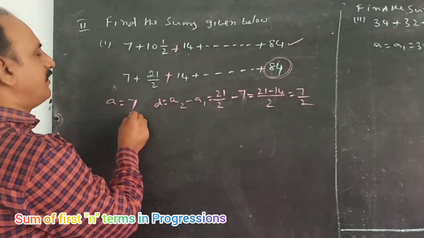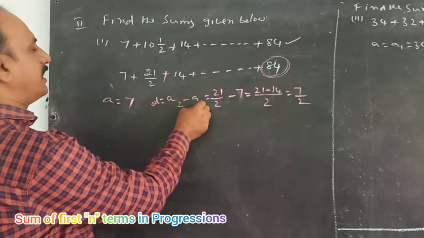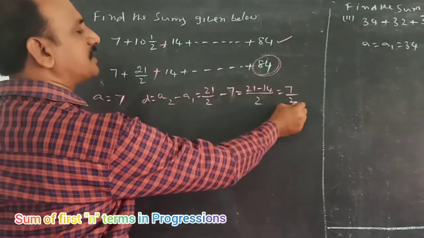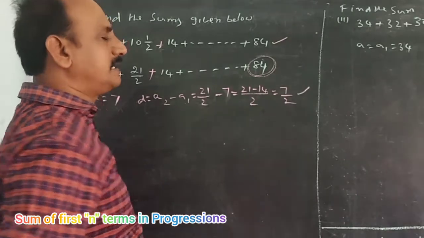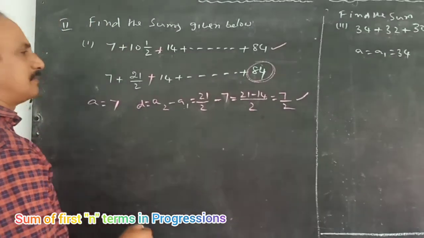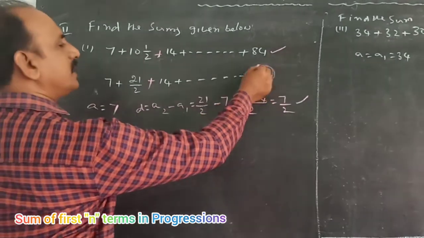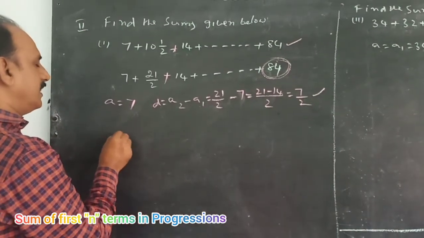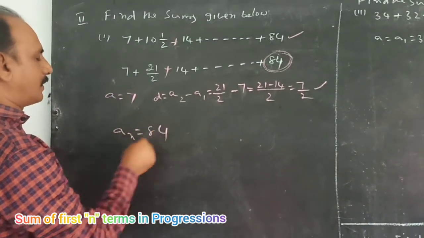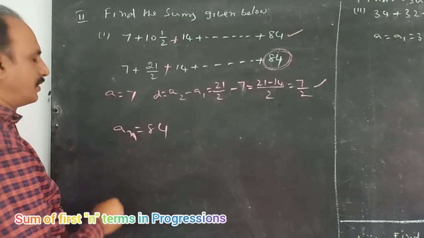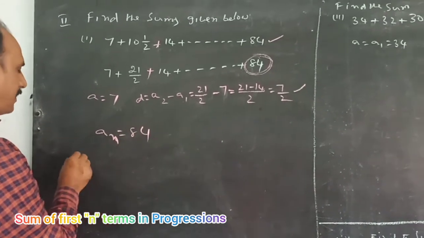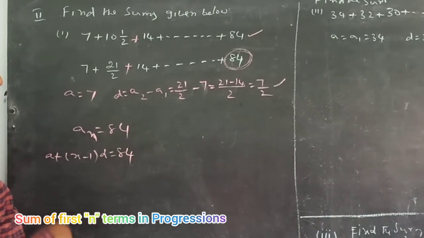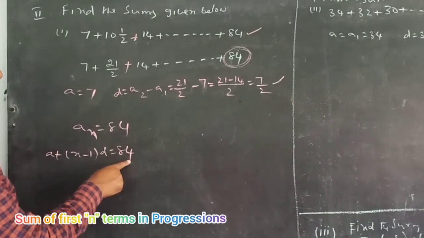So a equals 7, d equals a2 minus a1, 21 by 2 minus 7. Taking the LCM and simplifying, d equals 7 by 2. So 84 is the nth term. So how many terms are there? First, find out that an equals 84. The an formula: a plus (n minus 1) into d equals 84.